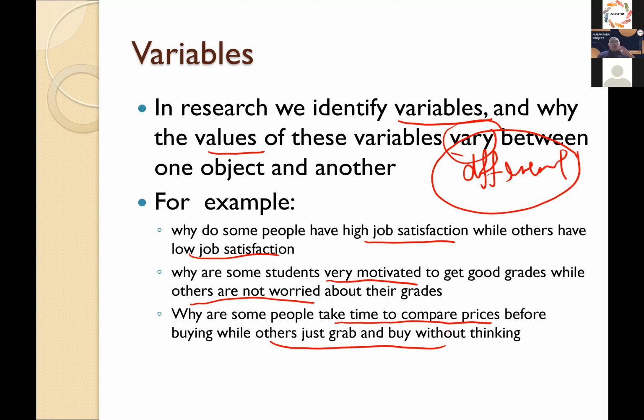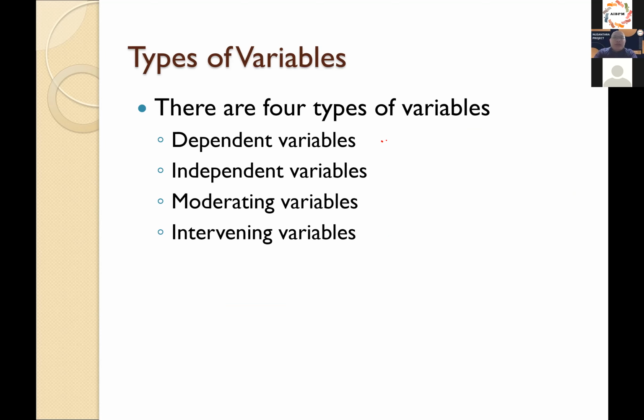So this one, we can always picture. They like to say men don't compare price, they just buy, while women do compare price. So this can be seen as gender differences. But why is that so? You can do research and contribute to the research field, so we get to understand the world better. Okay, so this is variable. We have four types: dependent variable, independent variable, moderating, and intervening. We will go one by one.